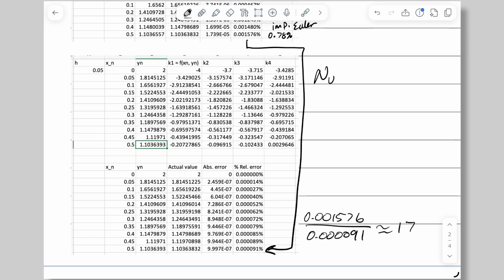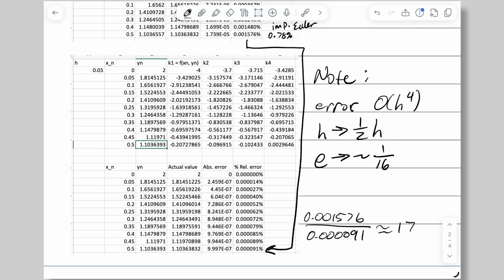Now, we were told that the error using an RK4 method is big O h to the fourth. What we did was we cut the step size in half, and the error was reduced by about a factor of 16. I mean, it turned out to be 17, but again, it's in the ballpark.